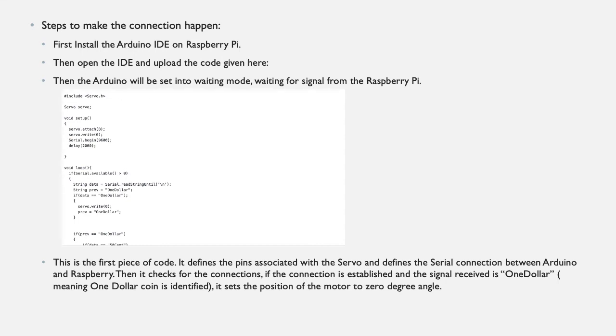So this is the first piece of code, and it defines the pins associated with the servo motor and defines the serial connection between Arduino and Raspberry Pi. Then it checks for the connections. If the connection is established and the signal received is $1, meaning a $1 coin is identified, it sets the position of the motor to 0 degree angle. So this is the initial phase.